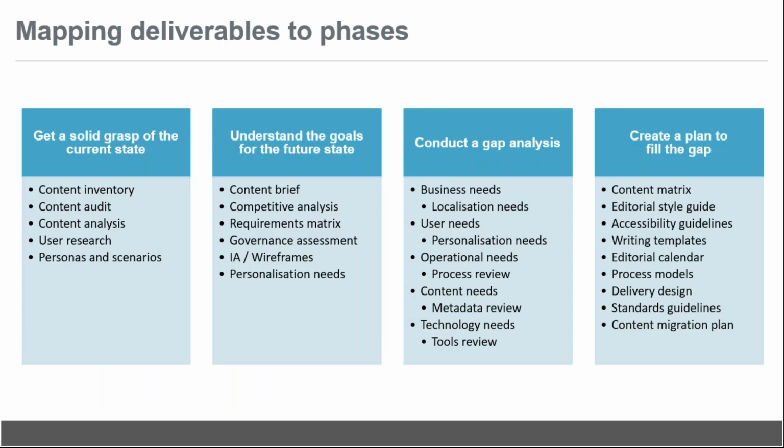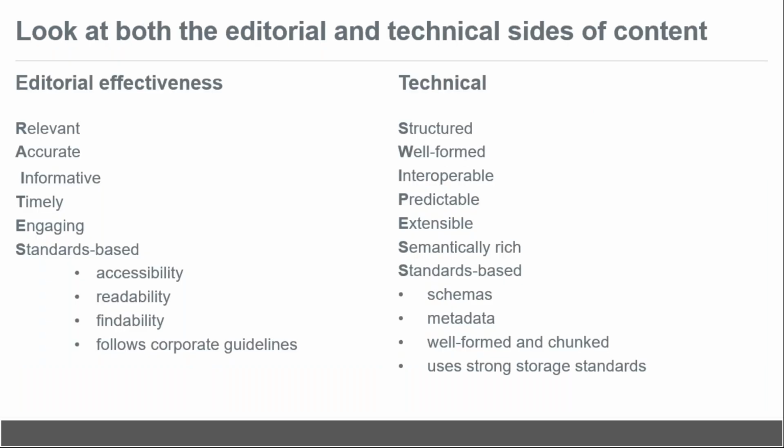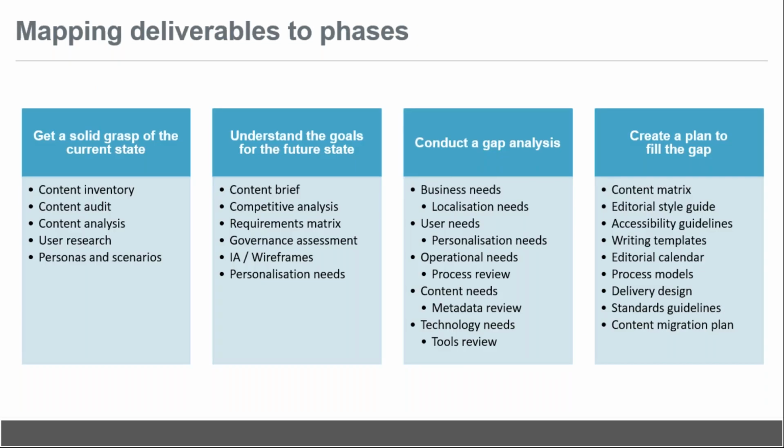Now, if I'm going to take my content strategy and map the deliverables to phases, and we kind of covered this a bit, I'm going to try to get a solid grasp of the current state. So I go back to my content, for example, and I say, is it RATE, the acronym? So, is the content good editorially? Is it good structurally? I would do an inventory, and then from that I would do an audit, and I would do an analysis. So I would audit it, I would slice and dice, and I would look for patterns, like how many pages have high traffic, and how many pages have the proper metadata on them, and is that affecting the traffic patterns, and so on.